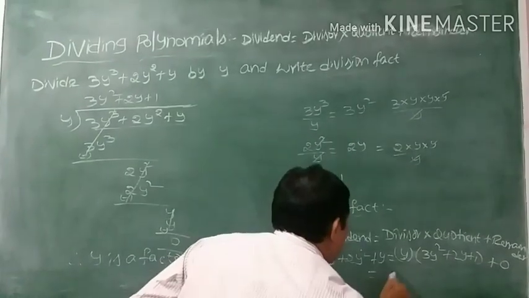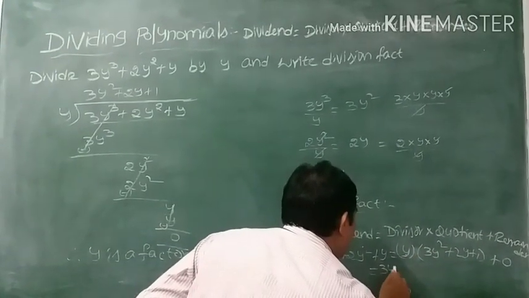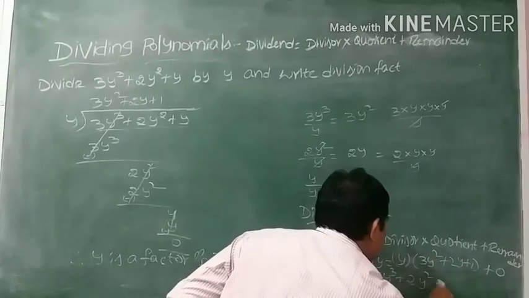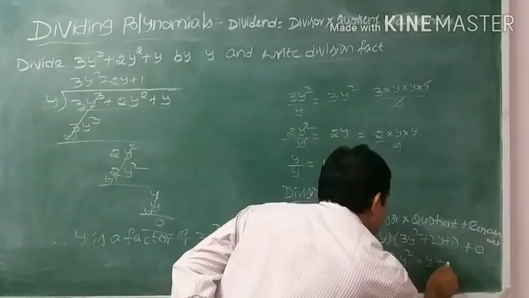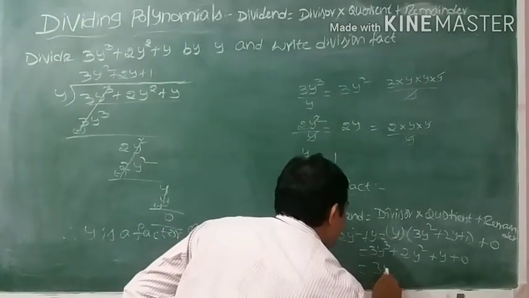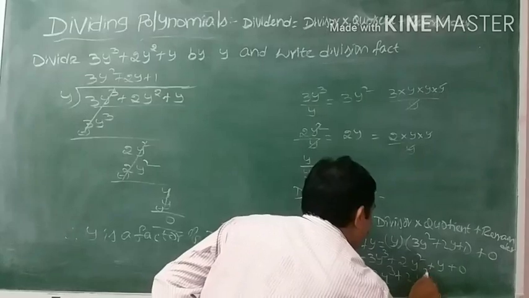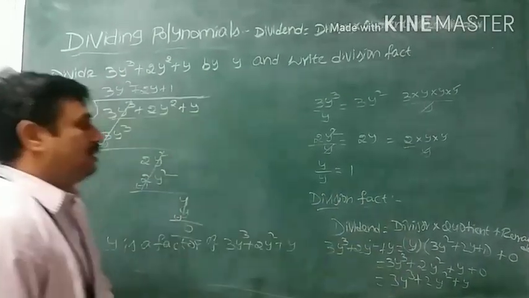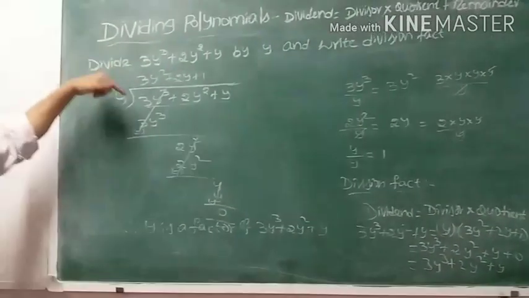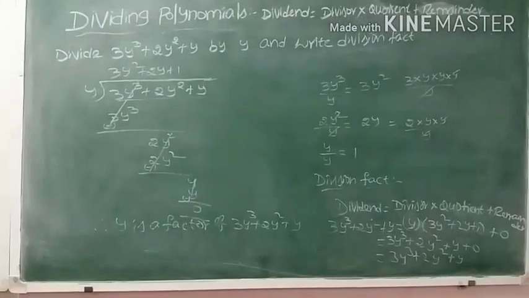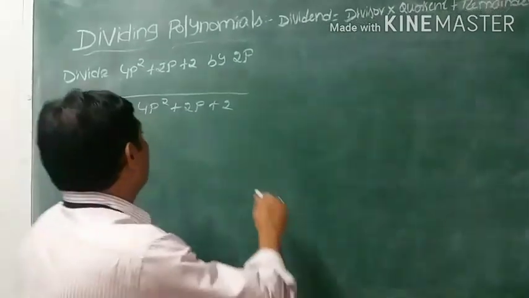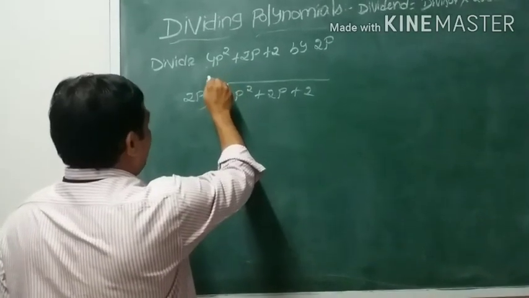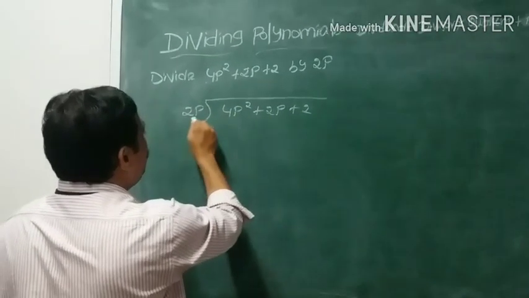Now 3y square into y, 3y cube plus 2y into y, 2y square plus y into 1, y plus 0. That means we'll get 3y cube plus 2y square plus y. So it's the meaning of division fact. Then we'll see another sum in this one. Now the another one is, before we did with only y, now here we can do with 2p.